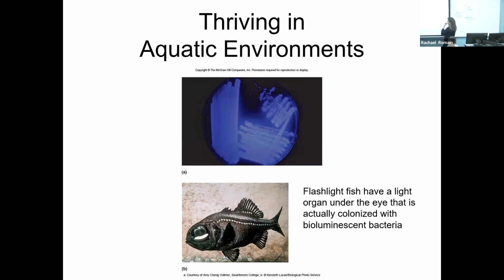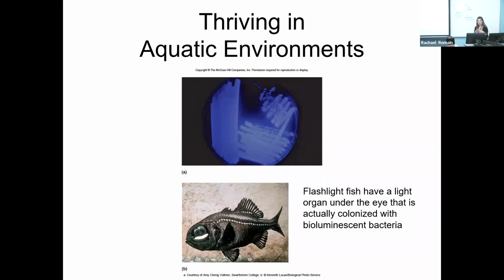This one is cool. It's called a flashlight fish. And this flashlight fish has an organ underneath its eye. The organ is actually colonized by these bioluminescent bacteria. This guy lives deep down where there is really no sunlight. And those bioluminescent bacteria give it enough of a light or glow that it can actually see where it's going. So it is a completely mutualistic relationship between these two organisms. And it's just the natural way that those bacteria grow.